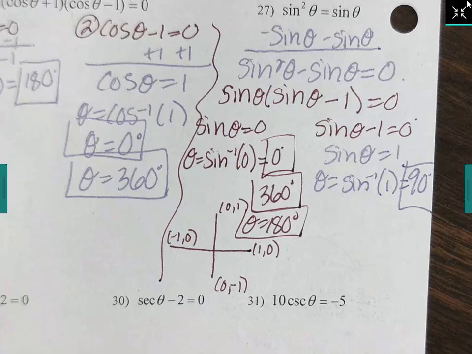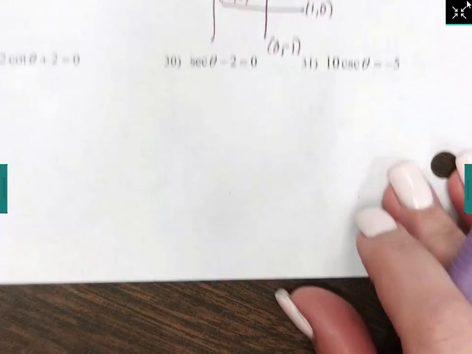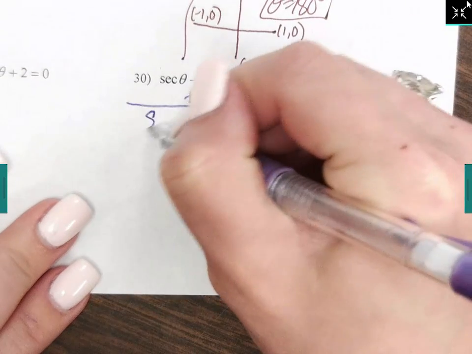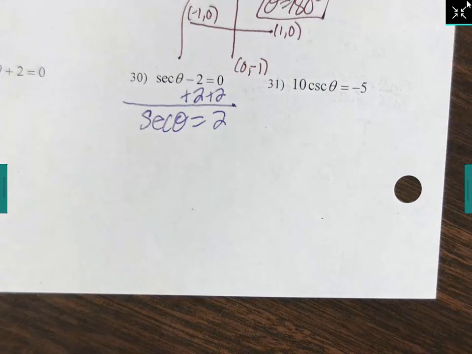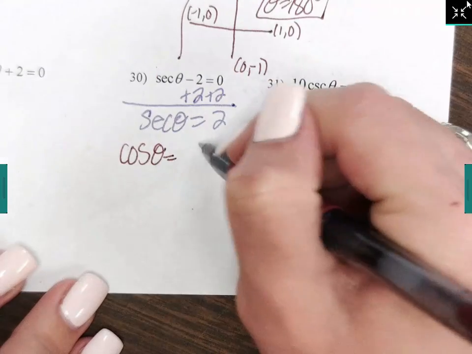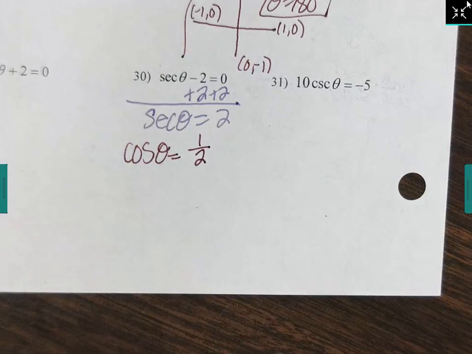I really want to go over a problem like number 30 with you. If you look at number 30, we would add 2 to both sides, and that gives us the secant of theta equals 2. But you pause and say, oh man, I don't have a secant button on my calculator. So we can write secant in terms of its reciprocal, 1 over cosine of theta. Or we could say the cosine of theta is equal to 1 over the secant of theta. So the cosine of theta is equal to 1 divided by 2. Do you see that?